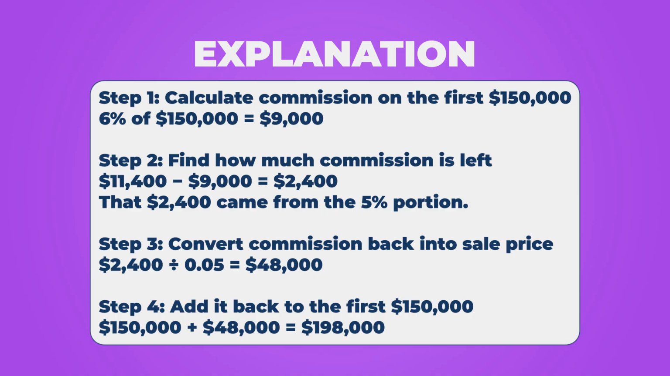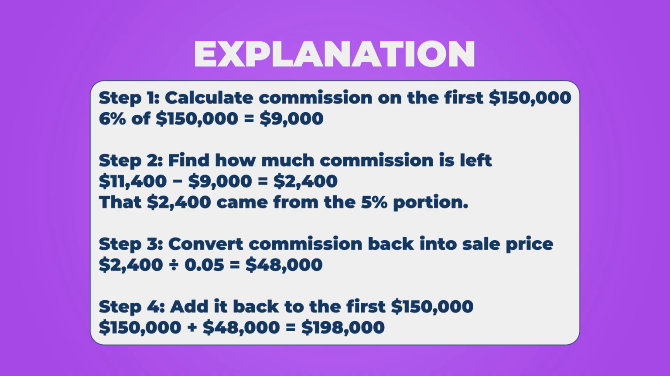Step 1. Calculate commission on the first $150,000. 6% of $150,000 equals $9,000. Step 2. Find how much commission is left. $11,400 minus $9,000 equals $2,400. That $2,400 came from the 5% portion.